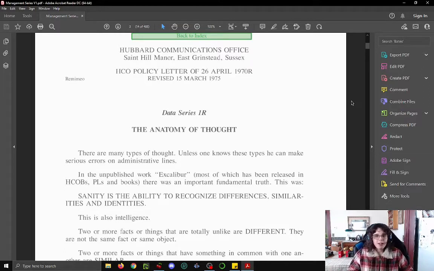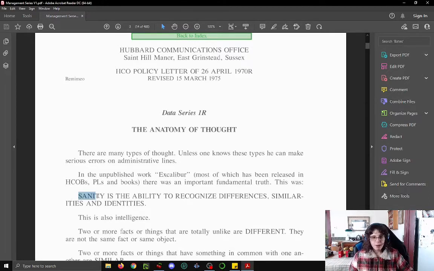This is the HCO policy letter of the 26th of April, 1970. This was revised the 15th of March, 1975. This is Data Series 1 revised, called The Anatomy of Thought. There are many types of thought. Unless one knows these types, he can make serious errors on administrative lines. In the unpublished work Excalibur, most of which has been released in HCOB's policy letters and books, there was an important fundamental truth. This was, sanity is the ability to recognize differences, similarities, and identities.